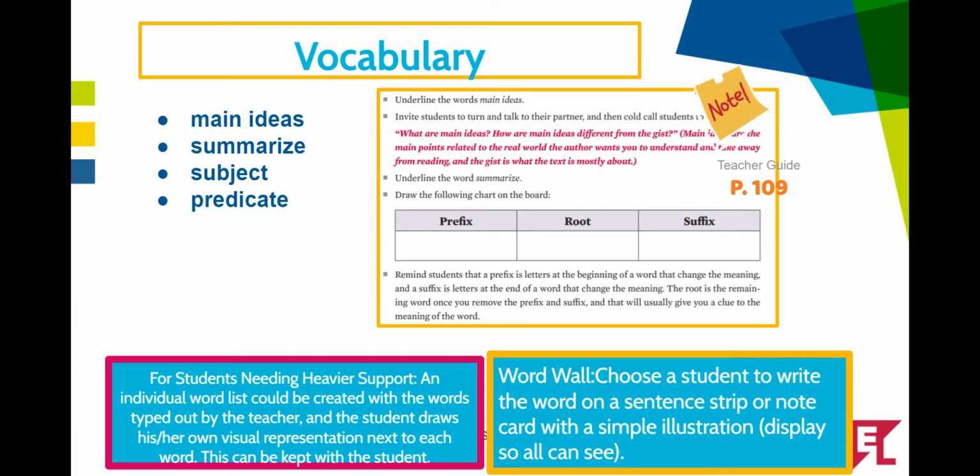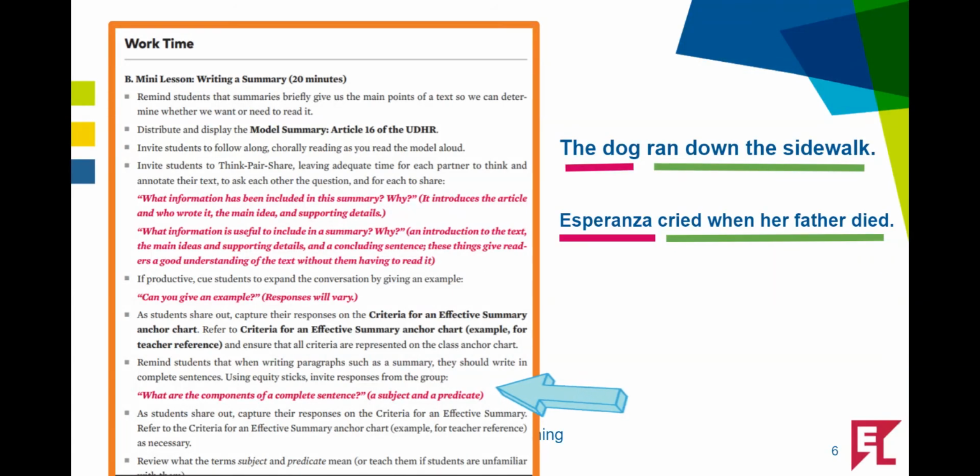Remember, after you read the chapter, as well as the close read of Article 23 of the UDHR, have students add unfamiliar words to their academic and domain-specific vocabulary forms. During Work Time B, when introducing subject and predicate, consider giving examples from simpler, more familiar sentences first. Display these sentences on sentence strips or chart paper on the wall for student reference.